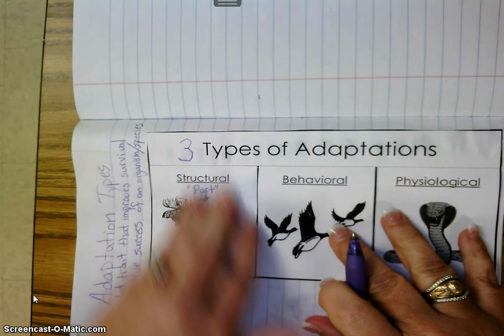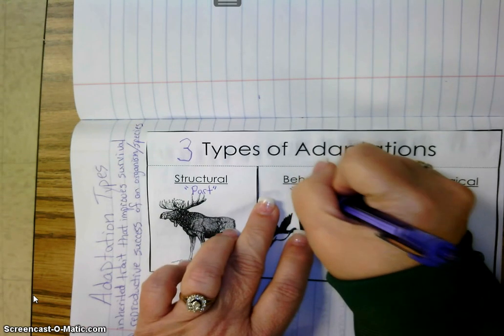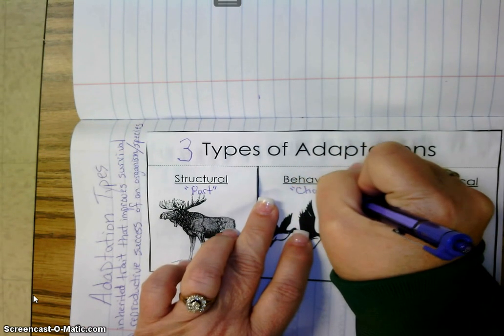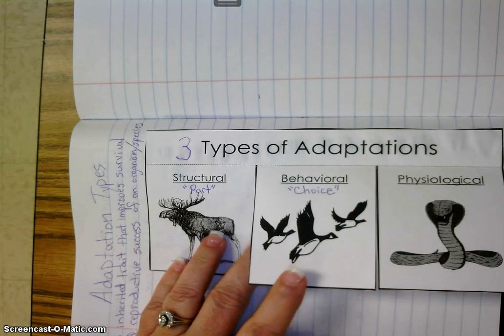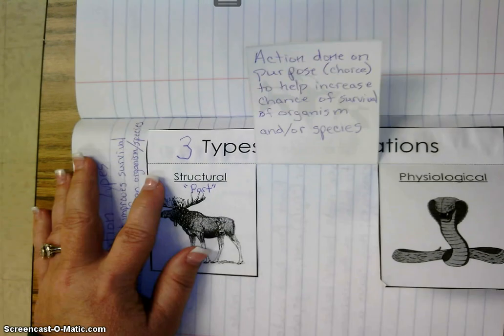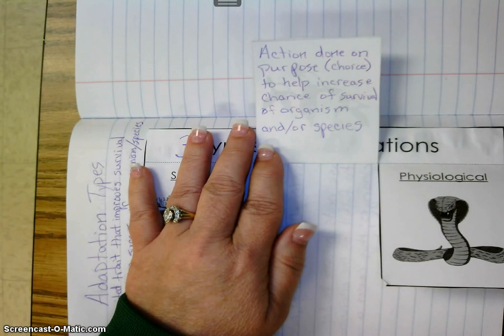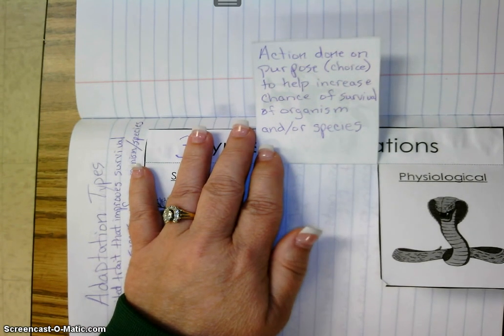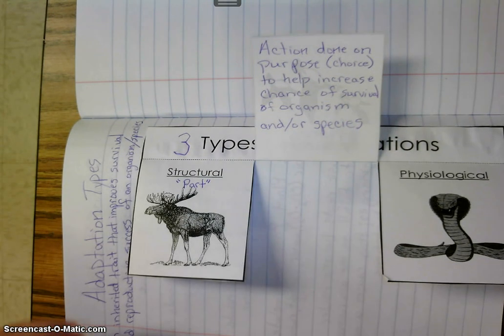Okay? The next one that we're going to talk about is behavioral adaptations. We're going to close this one. A behavioral adaptation is a choice or a voluntary action. And on the back of that, a behavioral adaptation is an action that's done on purpose. It's a choice that helps to increase the chance of survival of the organism and or the species.